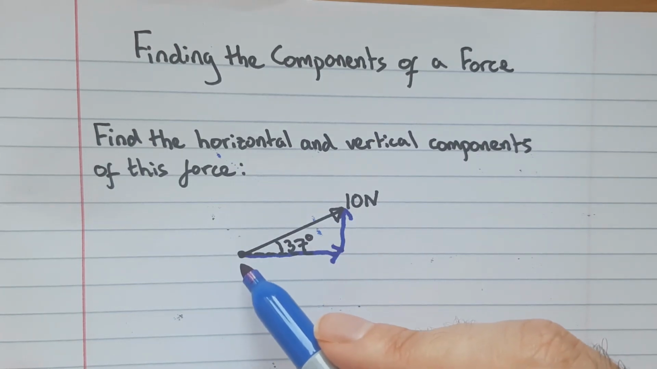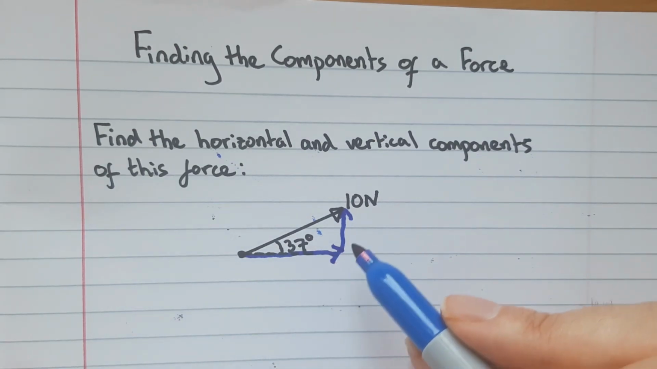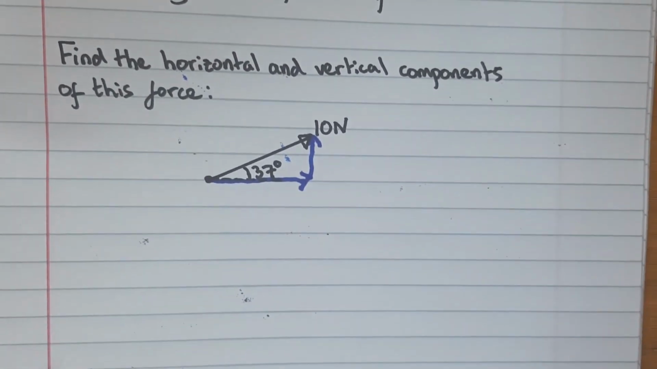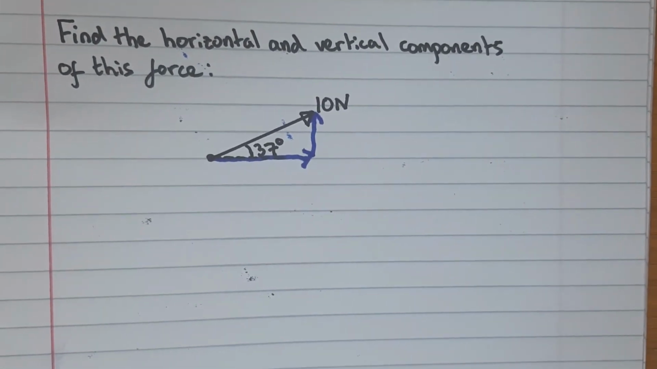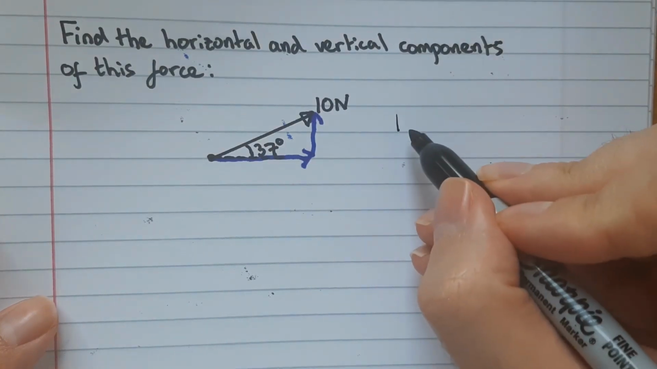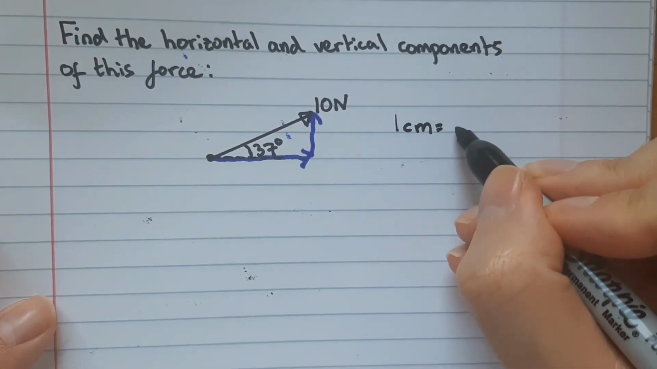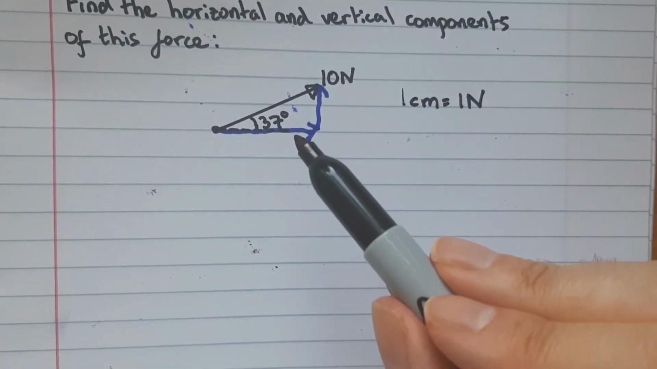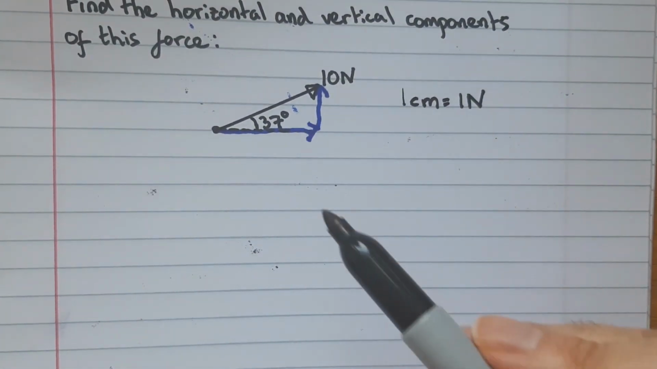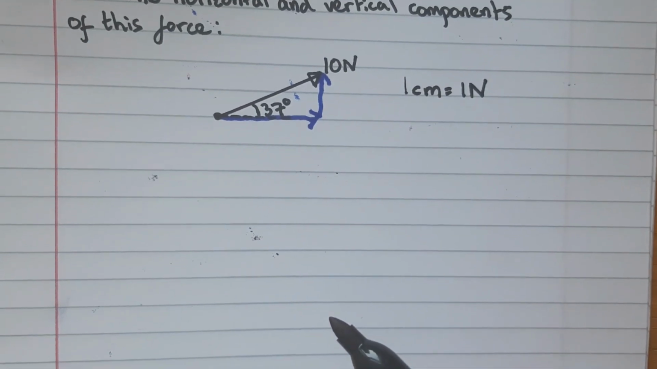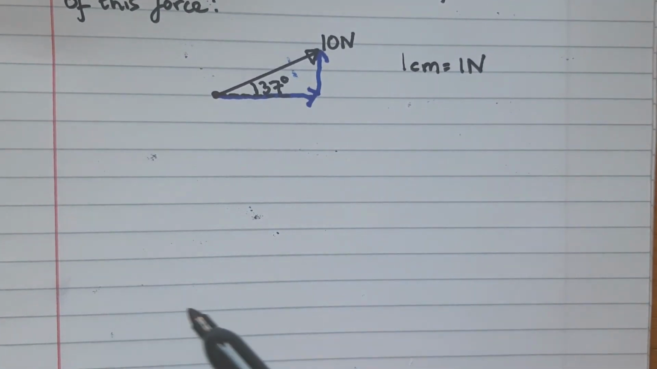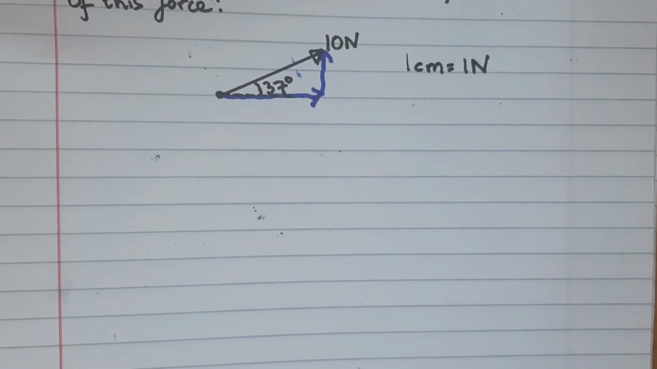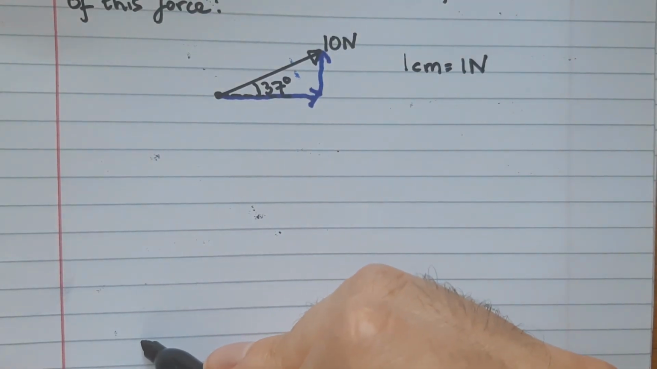Now, to find the size of this horizontal force and the size of this vertical force, we're going to draw a scale drawing. So for this example, I can use a scale of 1 centimeter equals 1 Newton. So I'm going to draw a line 10 centimeters long to represent the 10 Newton force at an angle of 37 degrees to the horizontal. I'm going to use these horizontal lines on my page as my horizontal. I'm going to use this line over here.